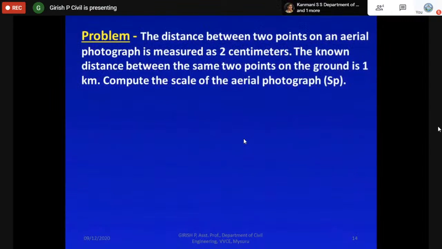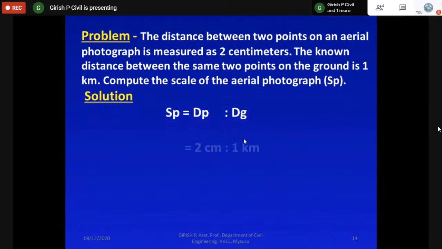Coming to method one, I will show a problem on how we fix the scale corresponding to this particular method. The first problem: the distance between two points on an aerial photograph is measured as 2 centimeters.